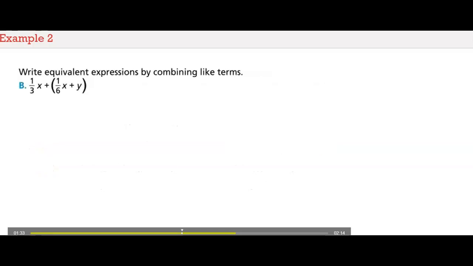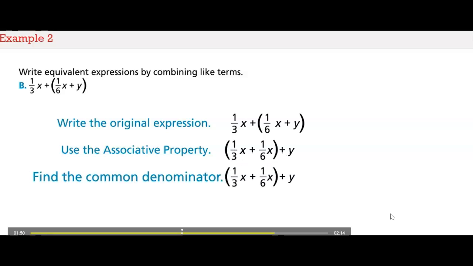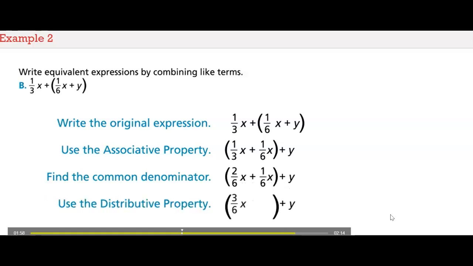Now write an equivalent expression for Part B. 1/3 x plus the quantity 1/6 x plus y. Write the original expression. Next, use the associative property to change the order of the addition. Find the common denominator for the two fractions. Write 1/3 as 2/6. Use the distributive property to combine like terms. The expression is 3/6 x plus y. Notice that the original expression has 3 terms, and it simplifies to an equivalent expression with 2 terms.